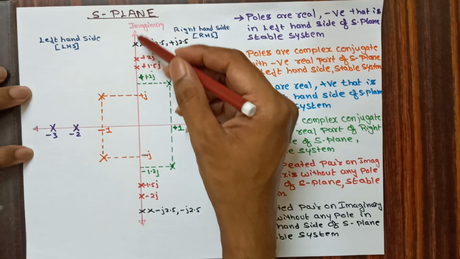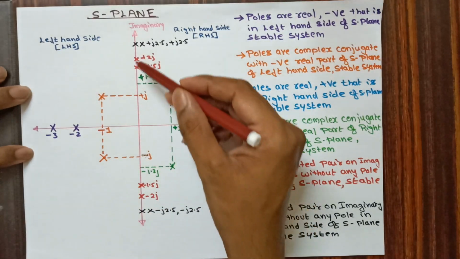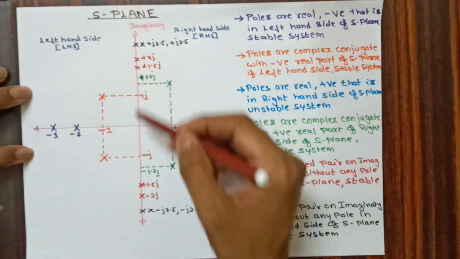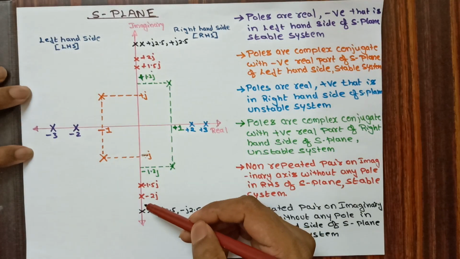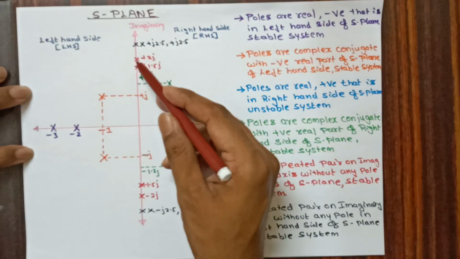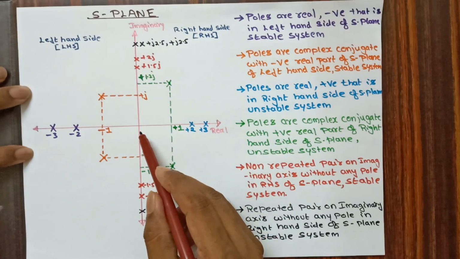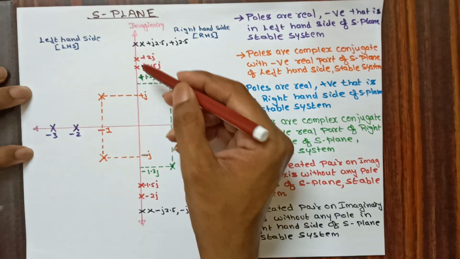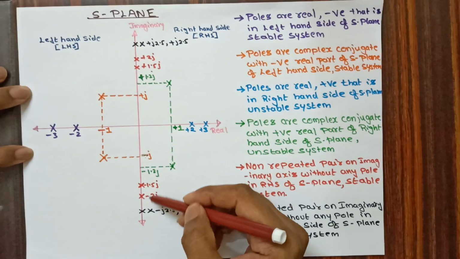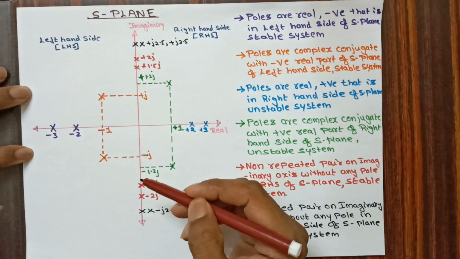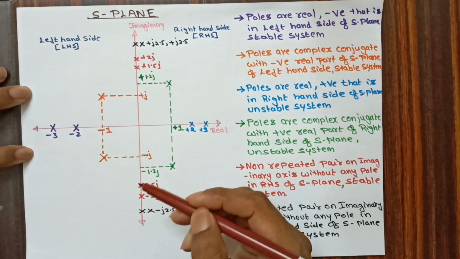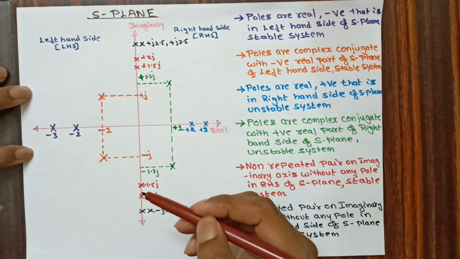You can see on the imaginary axis all these 4 poles are located at different locations. That means they are not repeated on the same location, they are on different locations. And also see, at the same time there should not be any pole on the right hand side. So you can see the poles are not repeated and there is no pole on the right hand side. At such a condition we can say the system is marginally stable or critically stable.